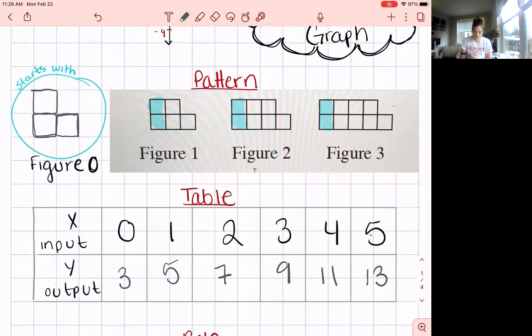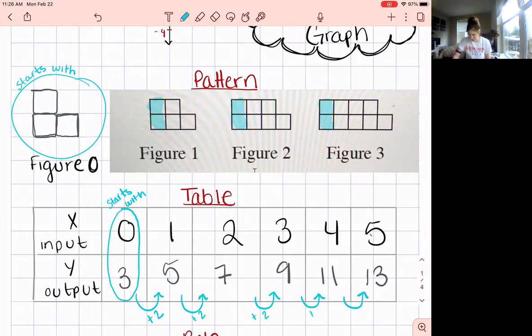Okay, so we want to do the same thing. We want to show our starts with and our grows by. So we're going to circle that starts with. So that starts at 0, 3. And then in the table, we show that growth with those little arrows, if you remember. So we show to get from one pattern to the next. In this case, it's +2, +2, +2, +2, and +2. So there's a good complete table.